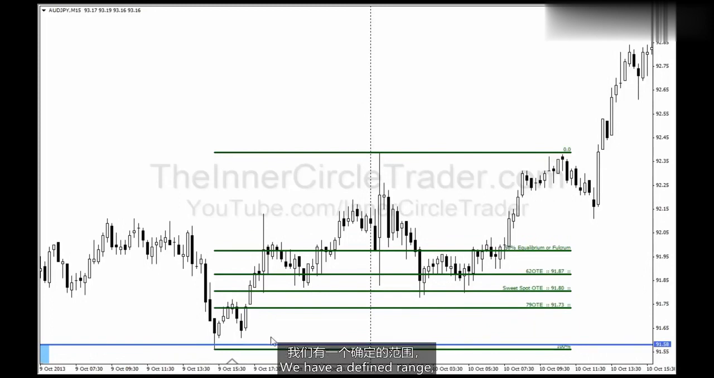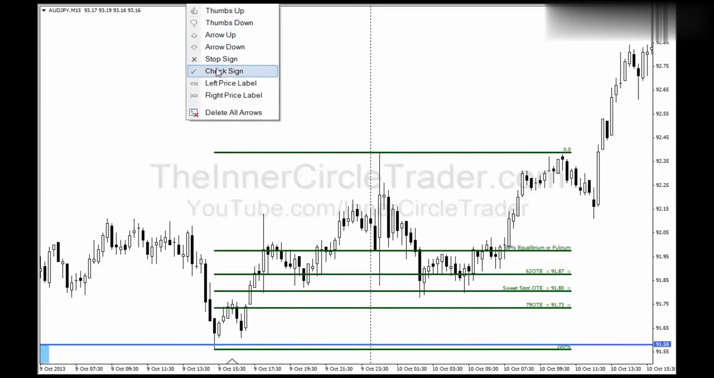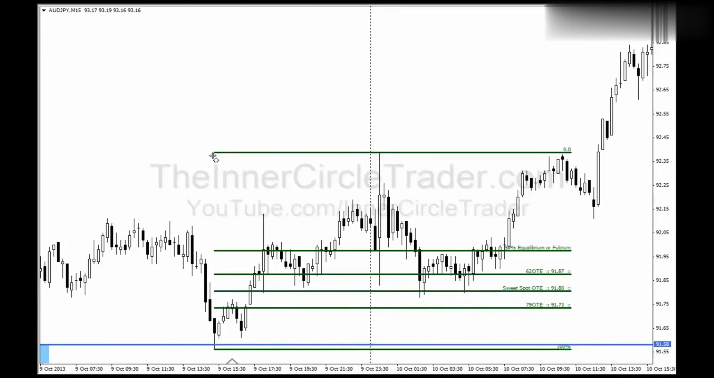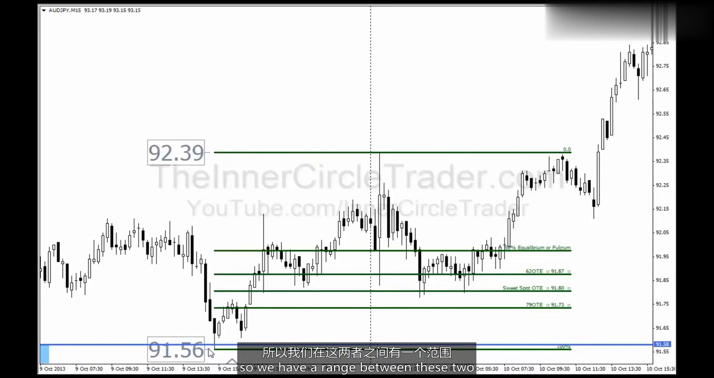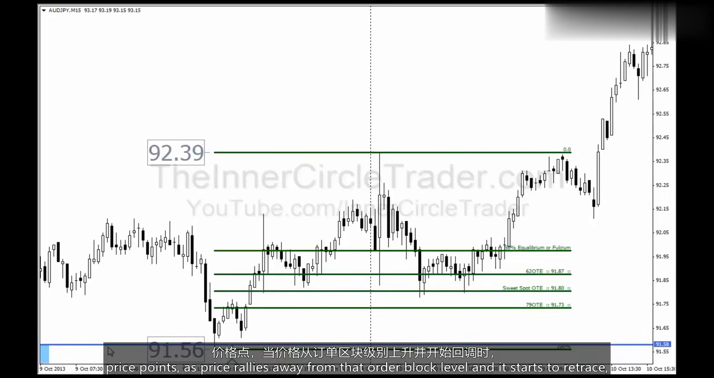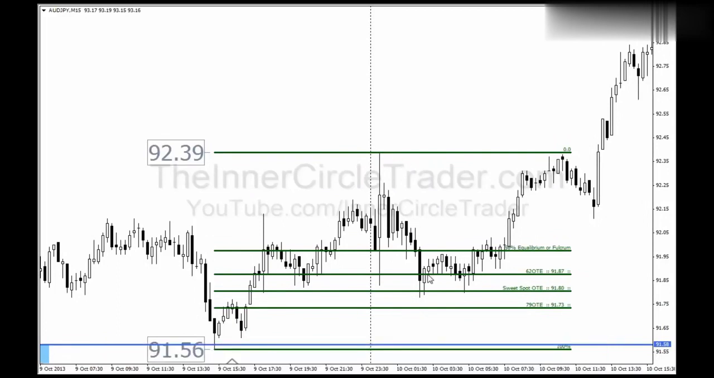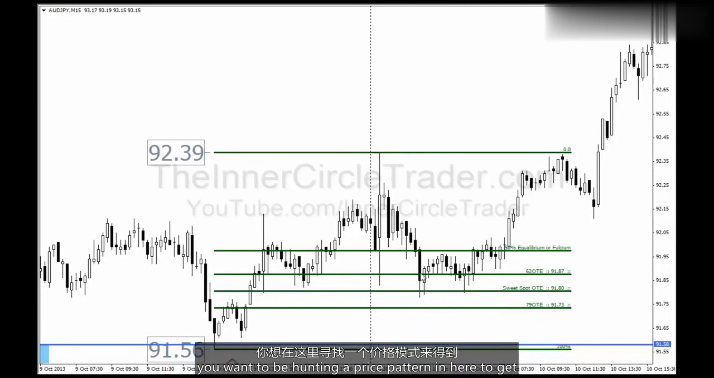So what do we have? We have a defined range. The range being this high noted here and the low right there, 91.58. Sorry, 91.56. I'm using the actual candle low. So we have a range between these two price points. As price rallies away from that order block level and it starts to retrace, we don't want to really see it come back down here. Can it? Sure it can. But ideally you want to be hunting a price pattern in here to get long with that premise in mind, looking for higher prices to ensue.